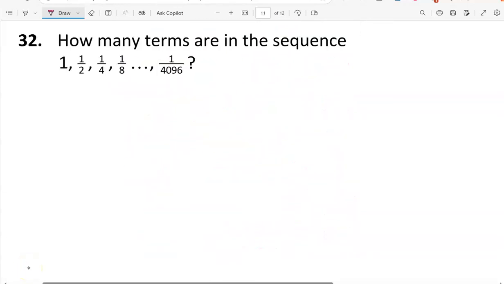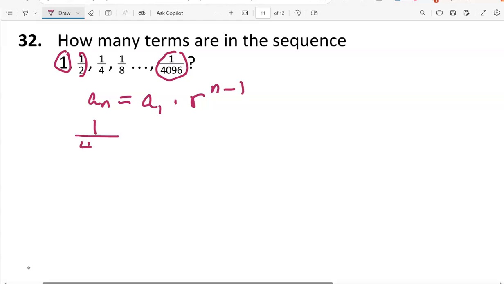In 32, we are looking for how many terms there are in the sequence. We know that 1 is the first term, a half is the second term, etc. So we are just basically looking for what number term is 1 divided by 4,096. So we're looking for n. So a sub n for a geometric sequence is equal to the first term times the common ratio raised to the n minus 1 power.